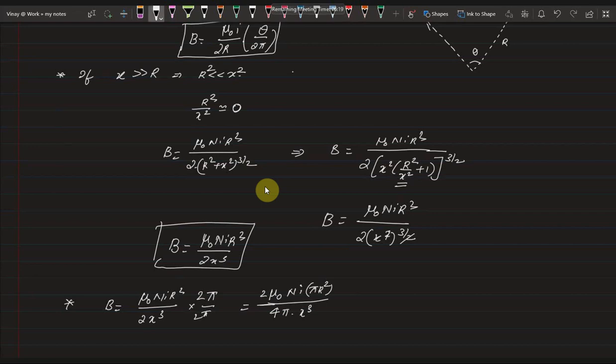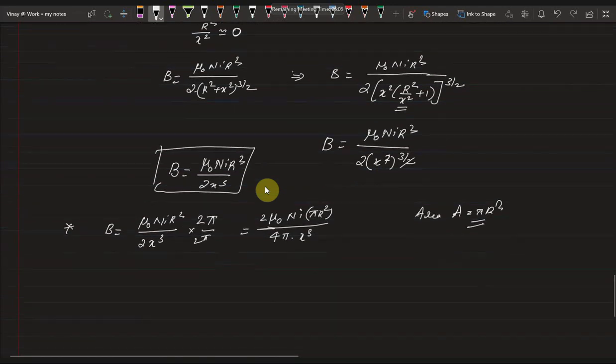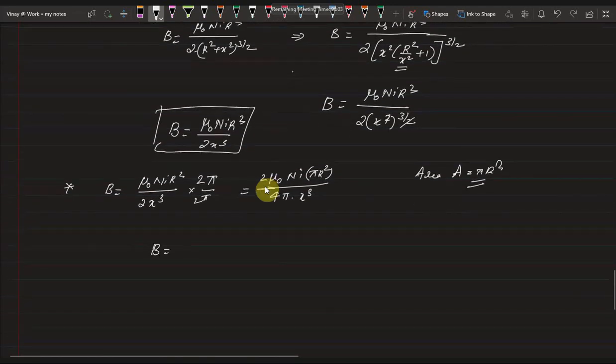Should I write like this? Now listen. Pi r square is nothing but area. So area A is equal to pi r square. Then in the next step, I'm going to write like this. Then B is equal to mu naught by 4 pi. I will write it as common. You can write it as 2 into n into I into A divided by x cube.